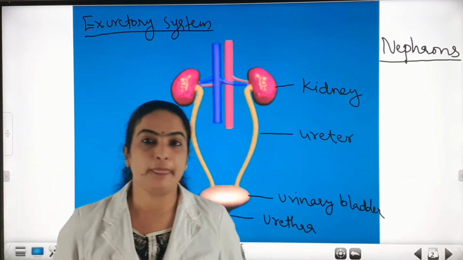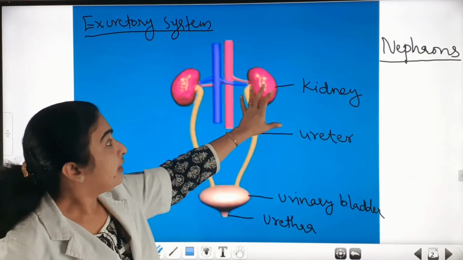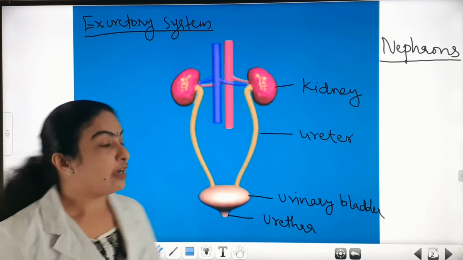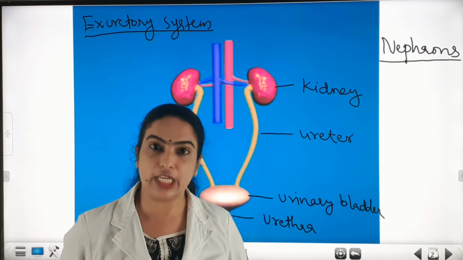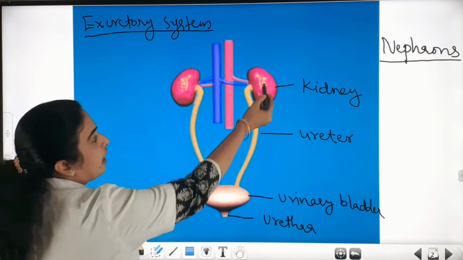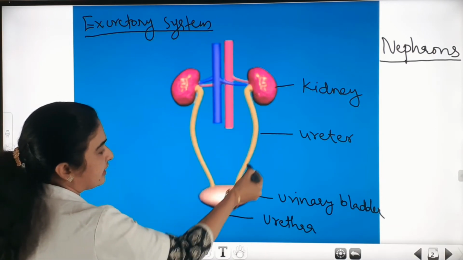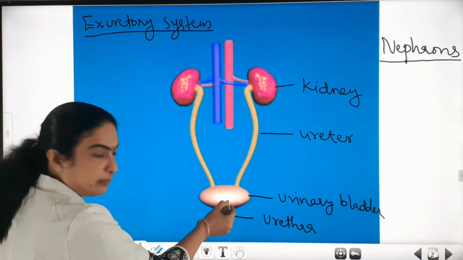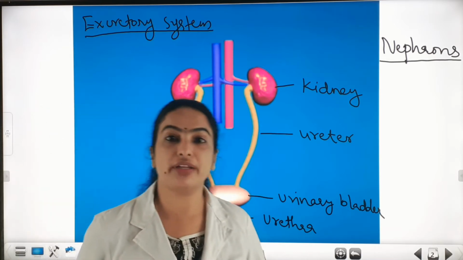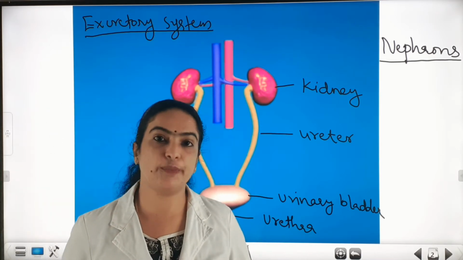Is it clear? And now we can see the waste materials after filtration form a yellowish liquid, and that is urine. That yellowish liquid passes through the ureters, then finally reaches the urinary bladder. From the urinary bladder it passes out from the body through the urethra. That I will teach you.